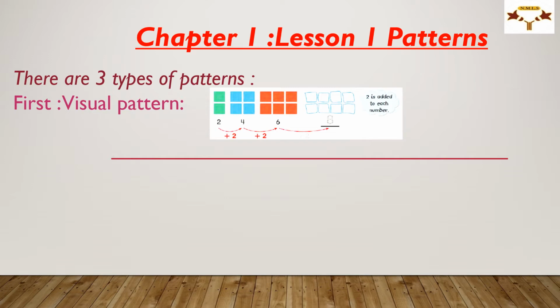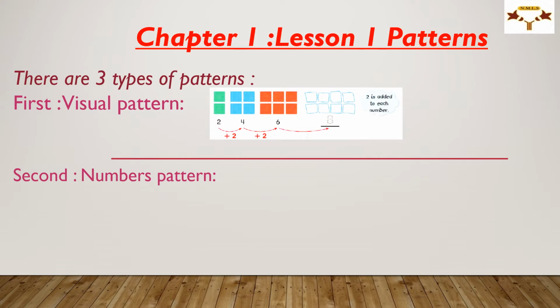Here we start with two squares, then they become 4, then 6, then 8. In a pattern you can guess what will come next. Here the visual pattern is about shapes. Every time we add 2 more squares.